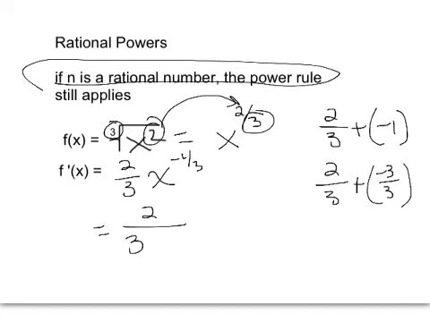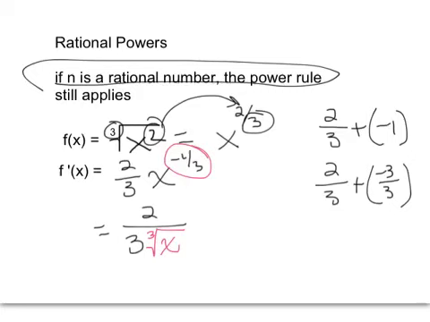Now, because this exponent is negative, it's going to travel down below. So the base x is going down below. And what does an exponent of 1/3 mean? It's the third root of x. So this is one way to write the answer.